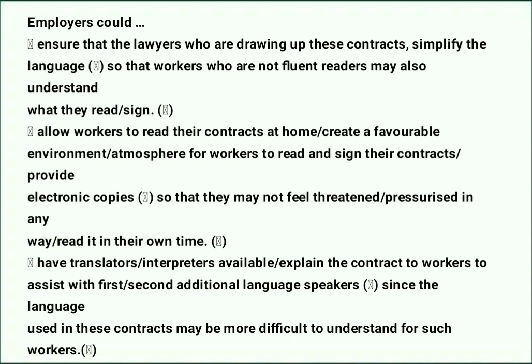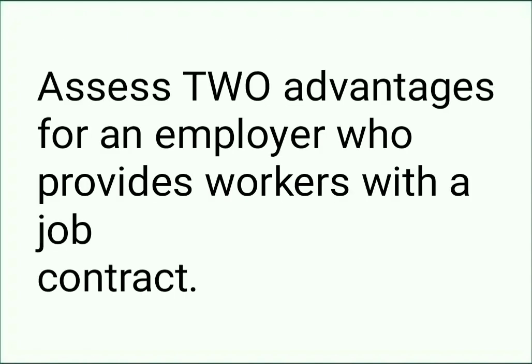So as you can see here, they've given 2 reasons. You don't just give one reason, obviously you'll get 1 mark. You have to give 2 reasons and you have to explain so that it makes sense. I don't say write a paragraph or something like that, but you have to explain. Assess 2 advantages for an employer who provides workers with a job contract.